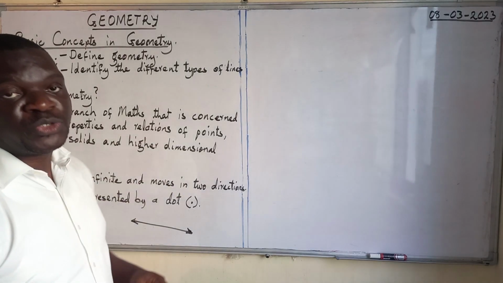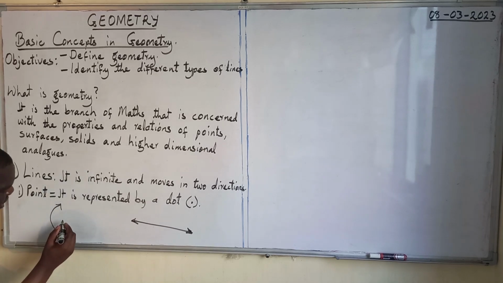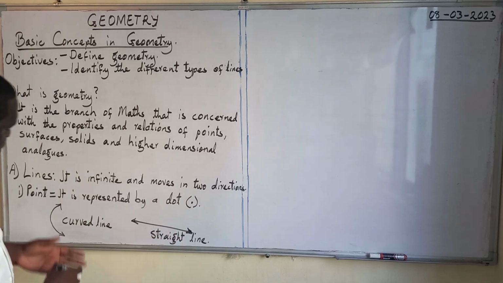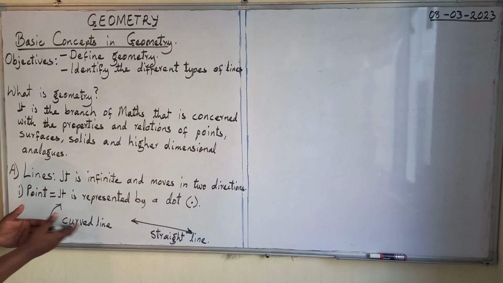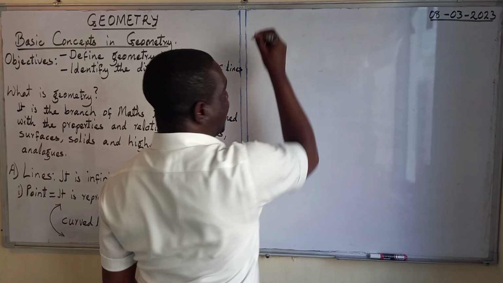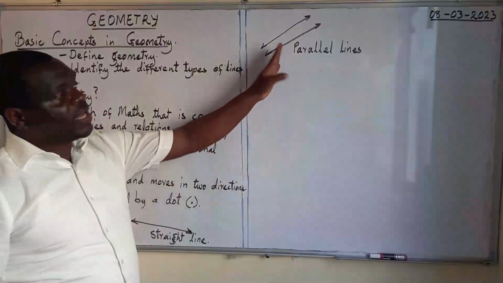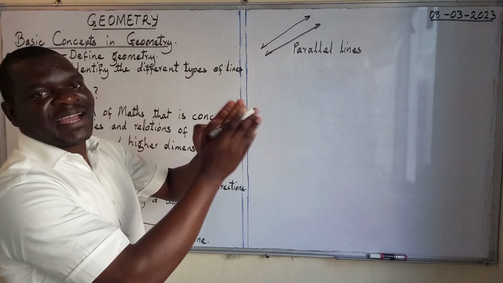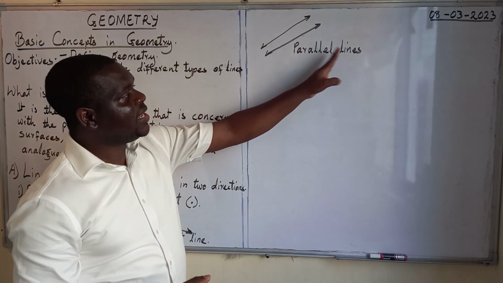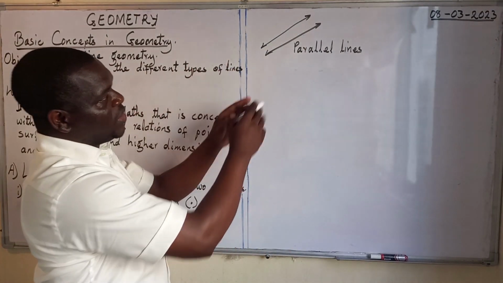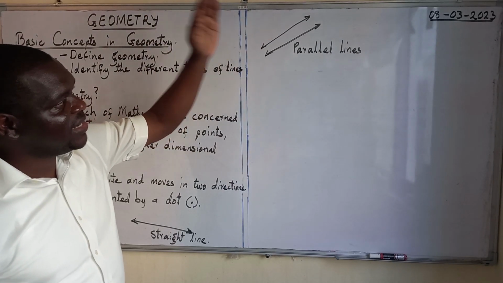Now let's move to the next. Here we have a curved line and here we have a straight line. So we can have a line as curved or straight. In addition to this, we equally have parallel lines. If you look at this, you realize that these are two lines moving side by side. Why are they called parallel lines? It's because they never meet. So this is what we can call parallel lines.